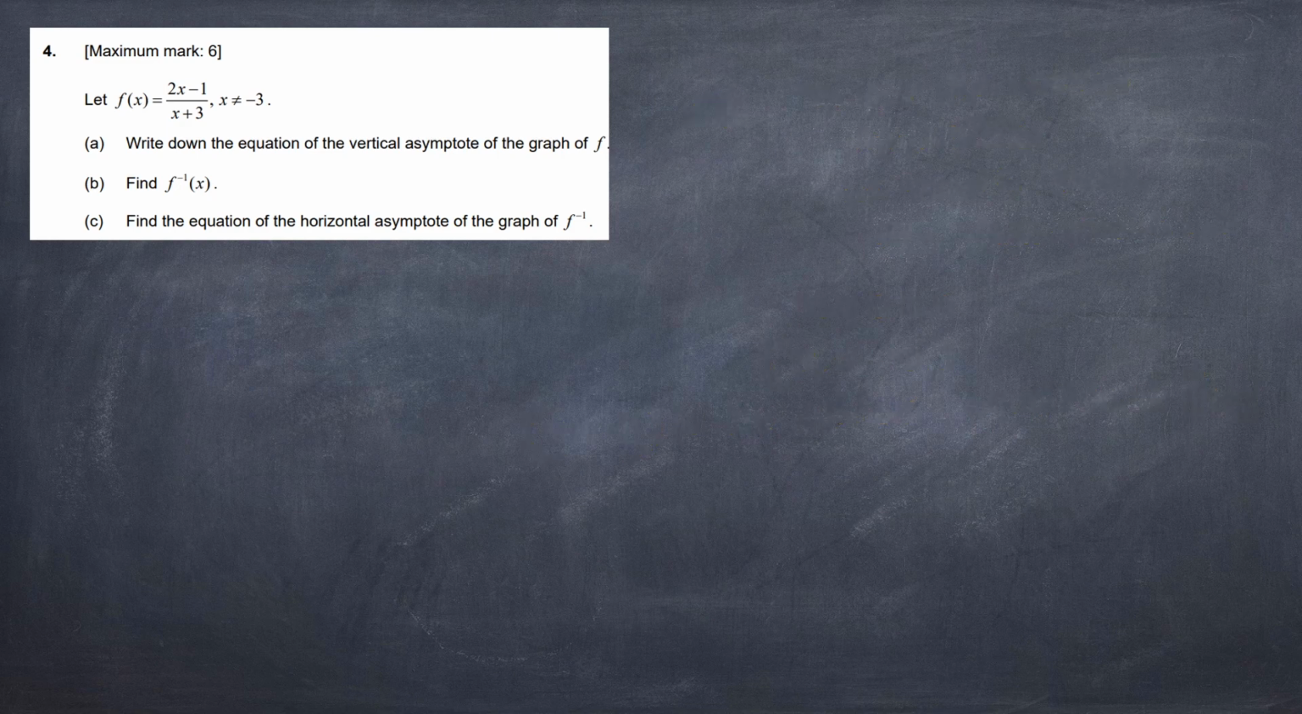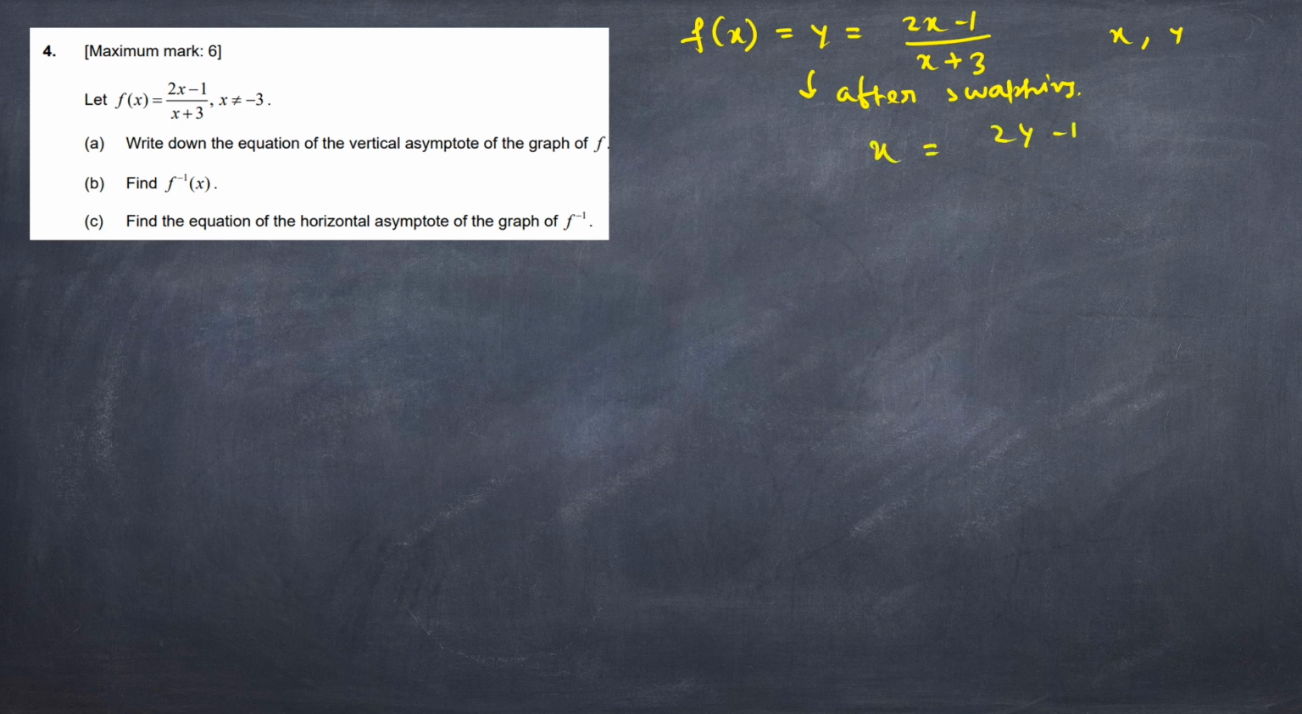Now we need to find f inverse x. So first we will write f(x). So f(x) equals to, we will write in this way, that is y equals to (2x minus 1) by (x plus 3). Now we need to swap the values of x and y. Wherever it is x, we will write y, and wherever it is y, we will write x. So from here, after swapping, we can write x is equals to (2y minus 1) divided by (y plus 3).